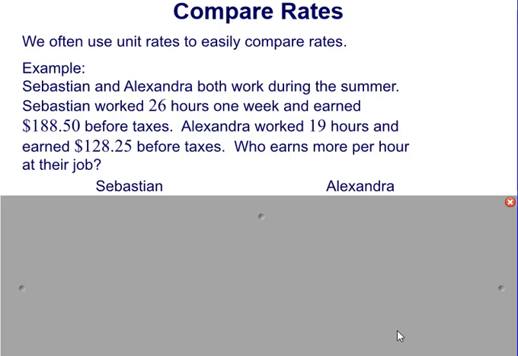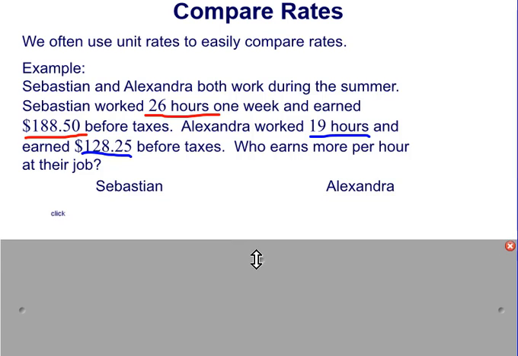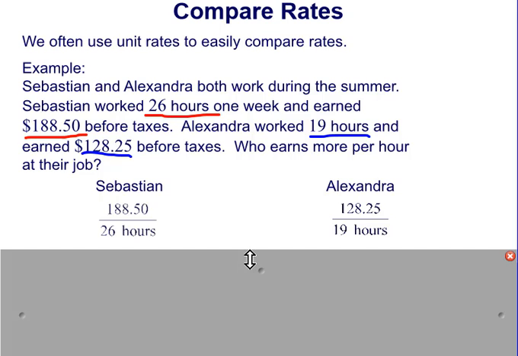So we need to look at the unit rate of the money per hour for Sebastian and Alexandra, and we can see whose unit rate is going to be higher, who earns more per hour at their job. So first we need their rate that they're given. So Sebastian, we are told, worked 26 hours and earned $188.50, and Alexandra worked 19 hours and earned $128.25. So that's our first rate we can set up, comparing the money versus hours.